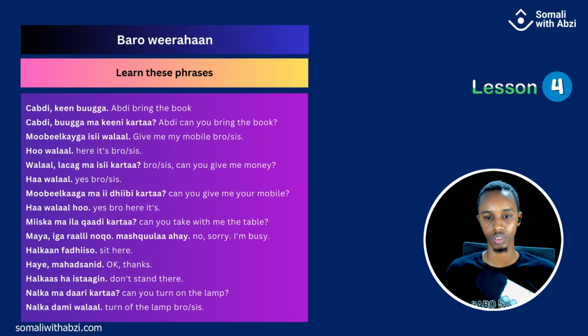Alright, this is very useful actually when you're speaking in Somali. So you could also say kan boga Abdi or maybe Abdi kan boga. That's just the same. Mobilkayga isii walaal. So mobile is a mobile. Yga at the end is making it my. Mobilka, the mobile. Mobilkayga, my mobile. So mobilkayga isii walaal means give me my mobile. So I cannot say mobilkayga ii dhiib walaal because you own the mobile. So you should say mobilkayga isii walaal.